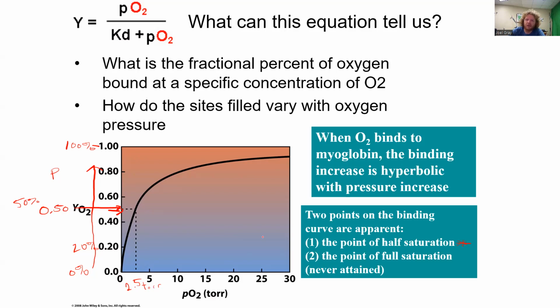So if you can imagine that our O2 concentration increases beyond 30, maybe our protein would get to 91% saturated or 92% saturated. But that brings up the second important point, the point of full saturation. We never actually get there, but we get very close to it. This is kind of like in a calculus class, the limit, it does not exist and everything like that. I was not a good calculus student, but I took two calculi.